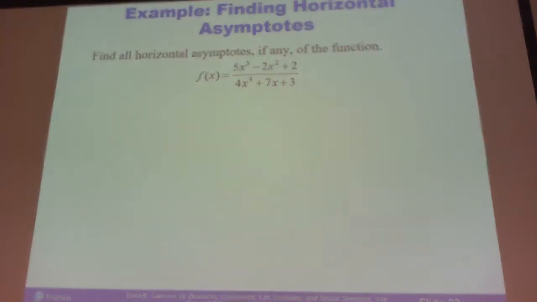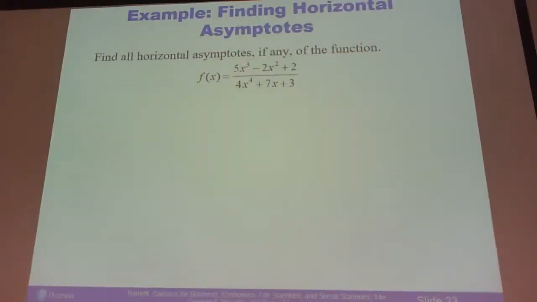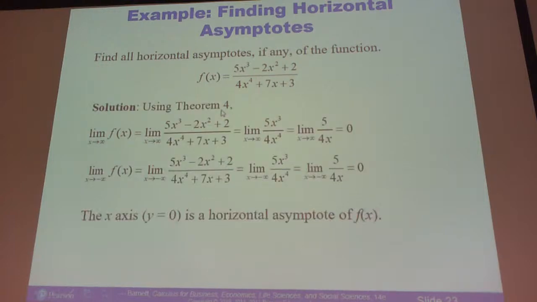Okay, what about this one? We'll do it out loud. F of x equals 5x cubed minus 2x squared plus 2 over 4x to the 4 plus 7x plus 3. Will there be a horizontal asymptote? Yes. Where will it be? You have to give me an equation. Y equals 0. So yes, there'll be a horizontal asymptote. The degree of the numerator is lower than the degree of the denominator, 3 over 4. So yes, we have one at 0.